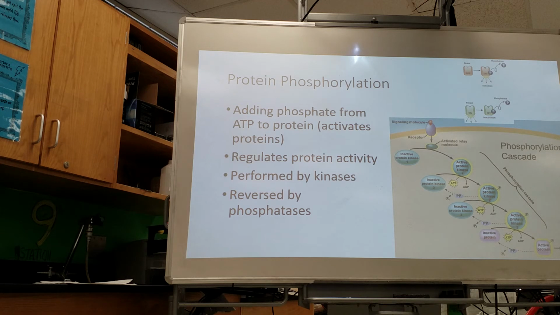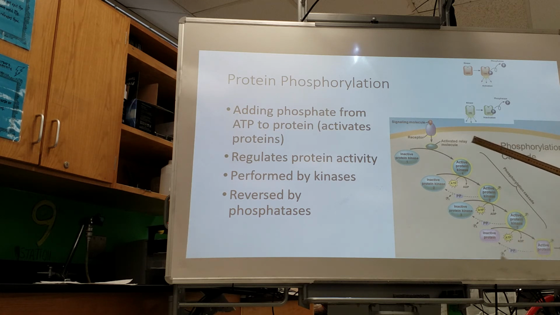Phosphorylation is adding a phosphate. A lot of times that gives energy to a protein, and it's like turning it on. And so you can add phosphates with kinases, which are a class of proteins that just add phosphates to other proteins, and you take them off with phosphatases. And when you either phosphorylate proteins or unphosphorylate them, you can turn them on or turn them off.